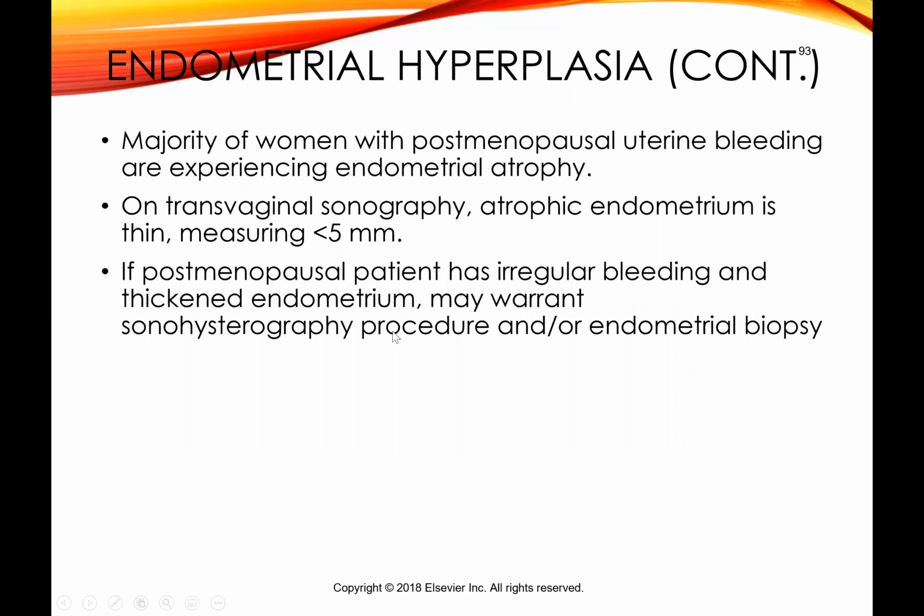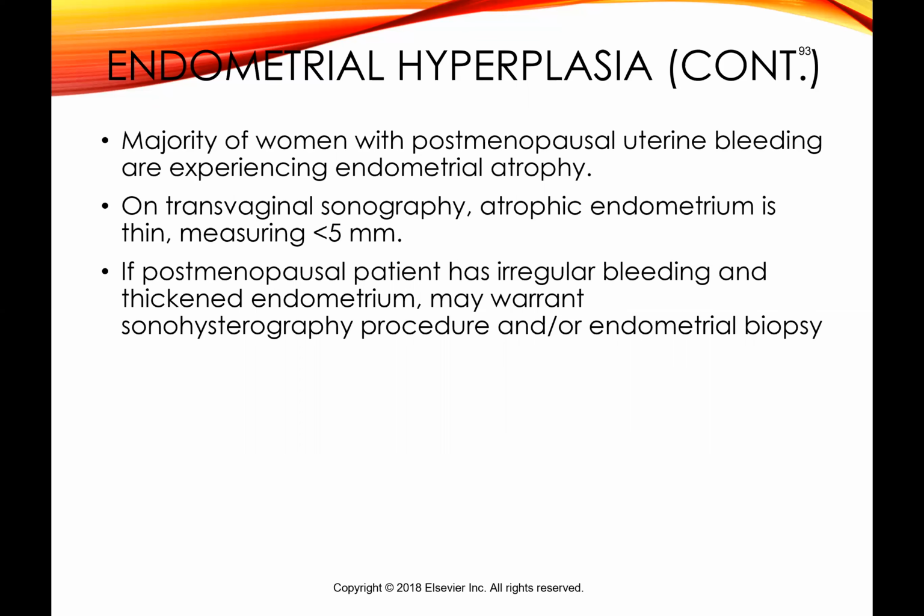This is what I want you to know. A normal postmenopausal endometrium is less than 5 millimeters. If they're having irregular bleeding and a thickened endometrium, they might warrant an endometrial biopsy, where they'll take some of the tissue just to make sure it's not cancerous, or a sonohysterography to just see if there are any polyps.